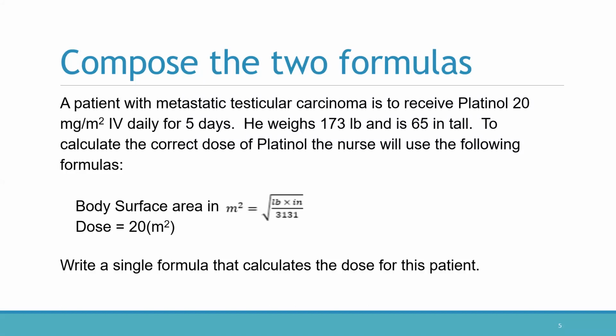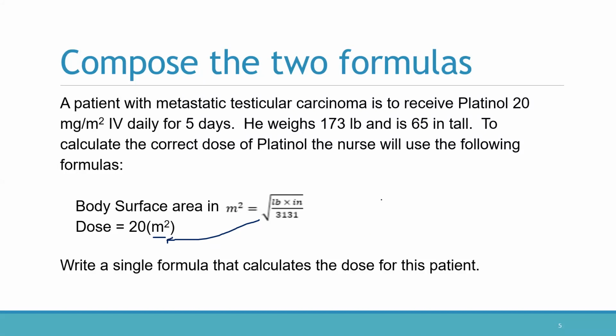So just with the directions at the top of the slide, we're to compose the two formulas. That means we're to substitute one formula into the other formula. And we see the directions restated at the bottom of the slide to write a single formula that calculates the dose. So how am I going to do that? Well, it's substitution. In the dose formula, I have meters squared, and I have a separate formula for meters squared, which is going to need to be substituted in here.